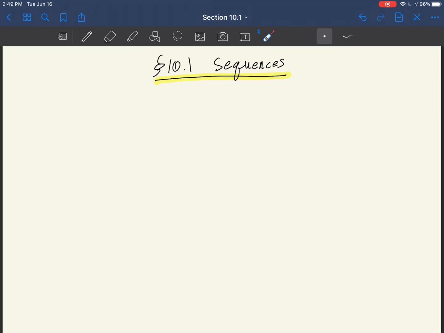We have finished integrals, so we're going to move on to sequences and series, which is Chapter 10. In order to talk about series, we have to first talk about a sequence. A series is just going to be a certain operation that we do on sequences. So let's nail down sequences first. So, definition.